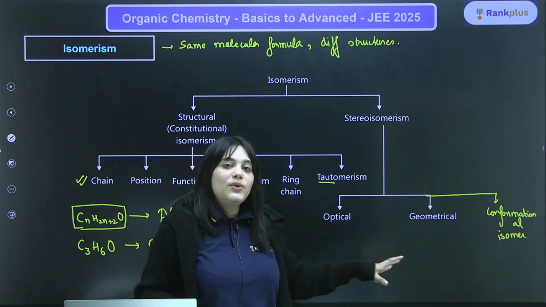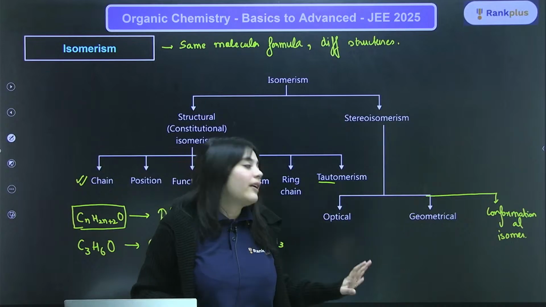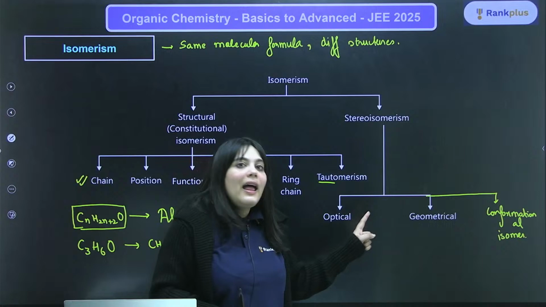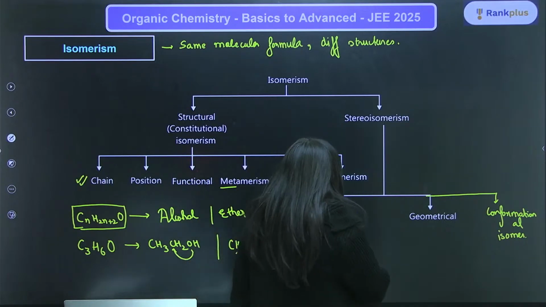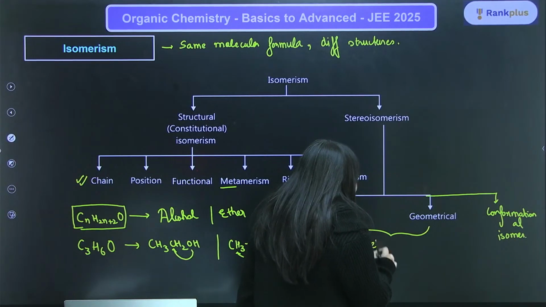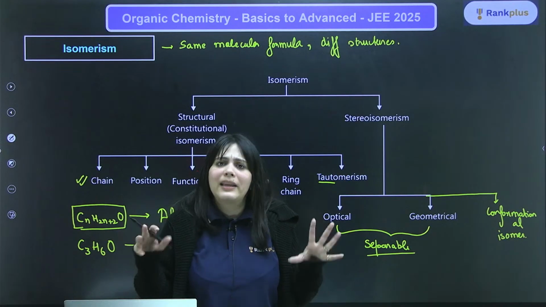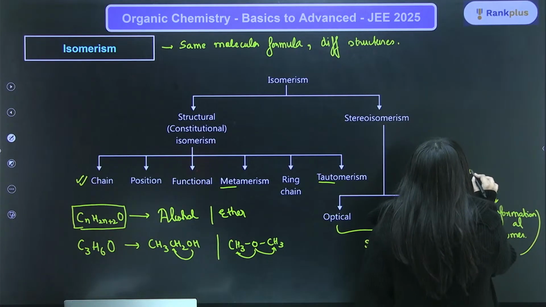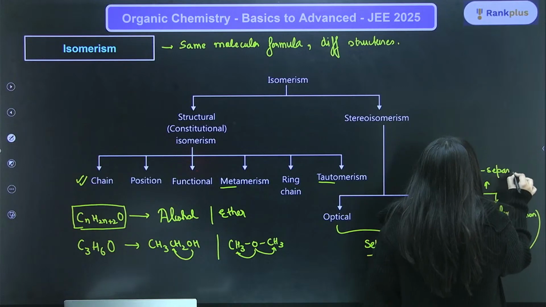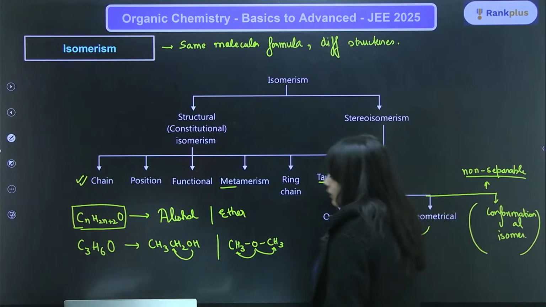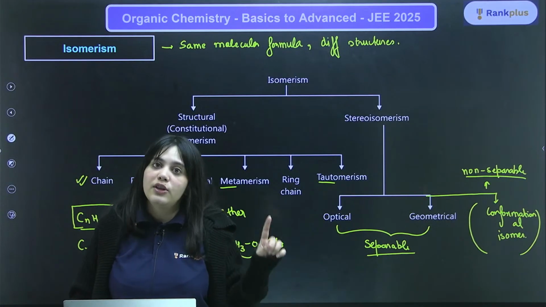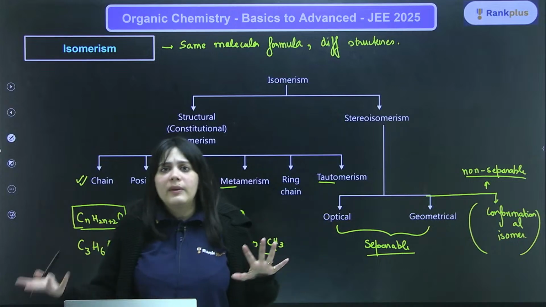So what did I teach you? That stereoisomers are divided into three kinds, which are optical, geometrical and conformational. Remember one thing: your optical and geometrical isomers are separable, that you can separate through physical or chemical means. But your conformational isomers are non-separable. Very, very important. You can never separate them through any physical or chemical means. Understood? But these two you can separate by chemical means.